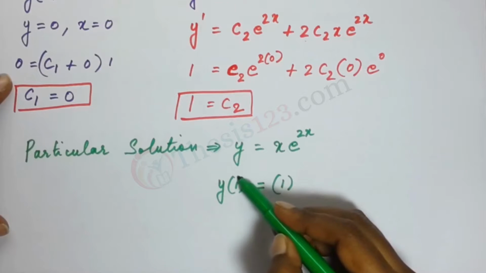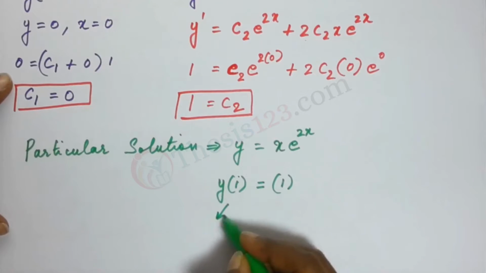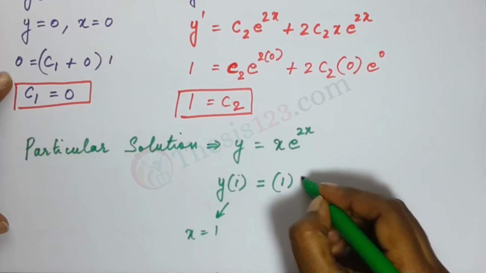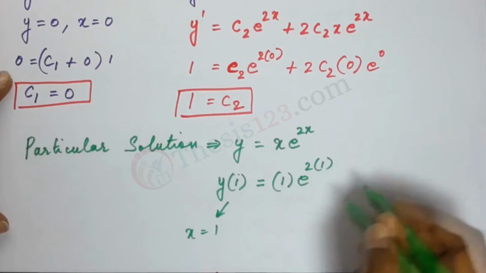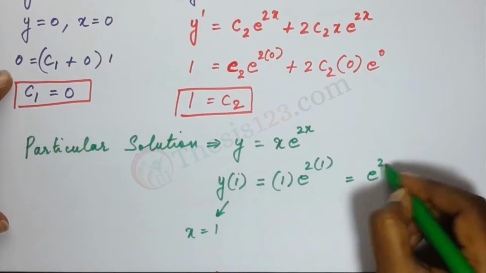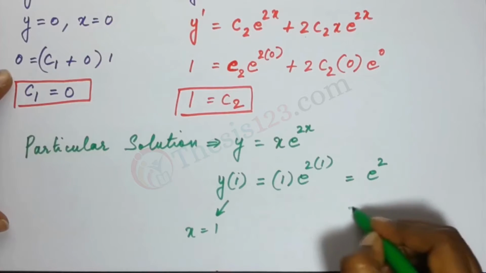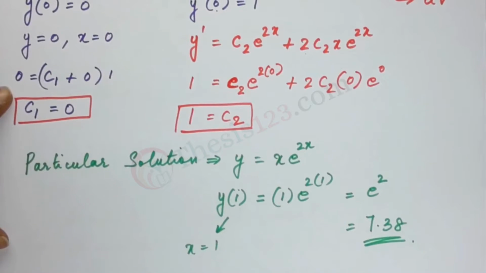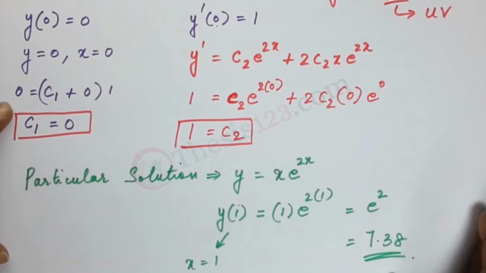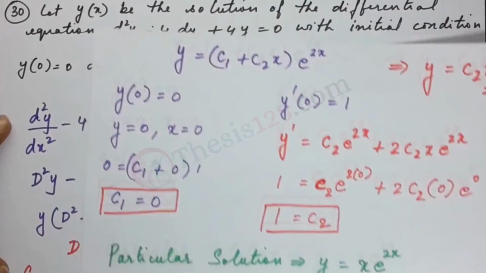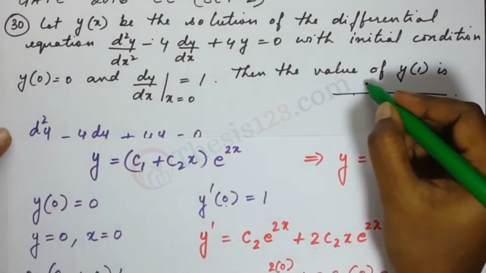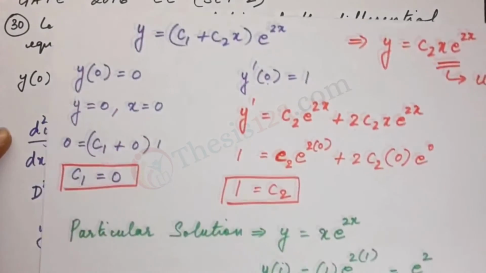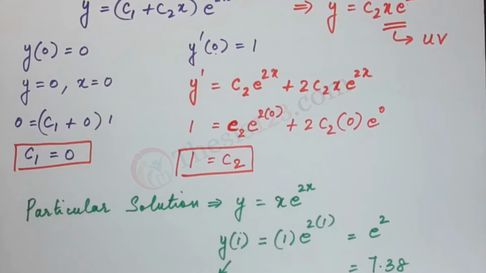It means that we substitute 1 in place of x. This means x is equal to 1. So x is 1, e power 2 times 1. So the answer is e squared, and that comes around to 7.38. Well, I hope the steps make sense and the answer is clear. So the final answer is 7.38. I hope this has helped.